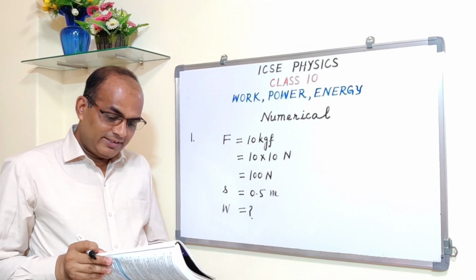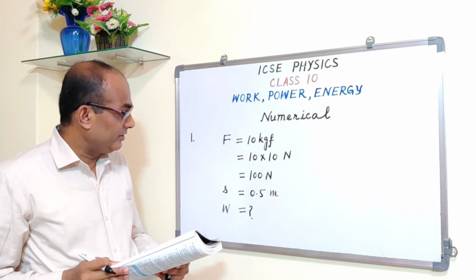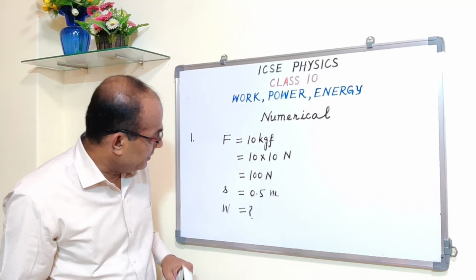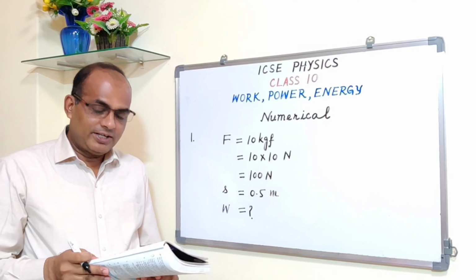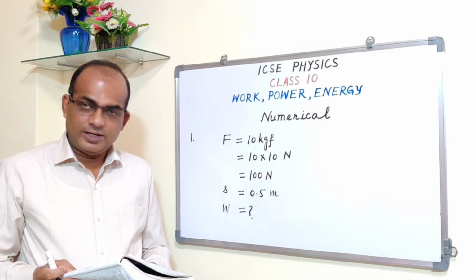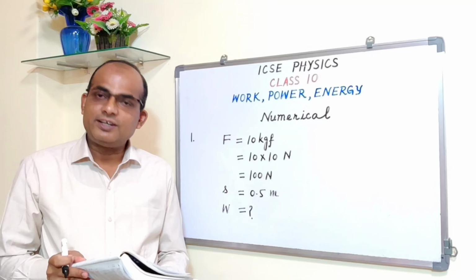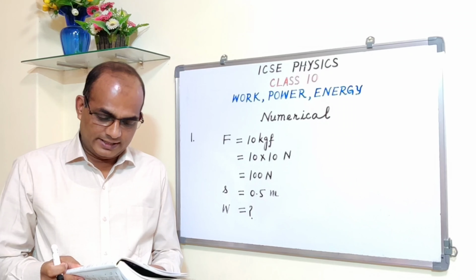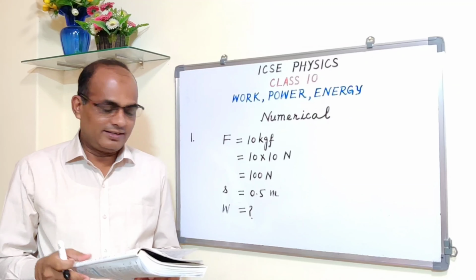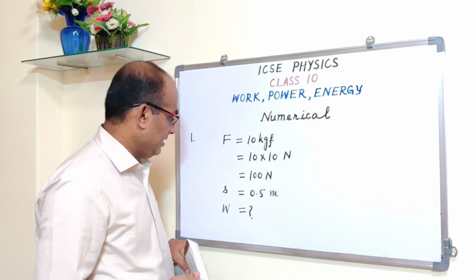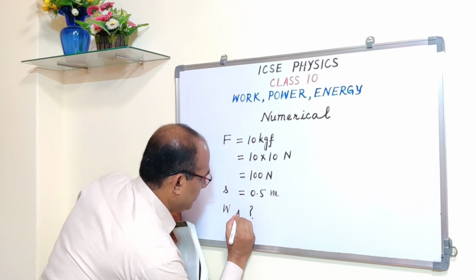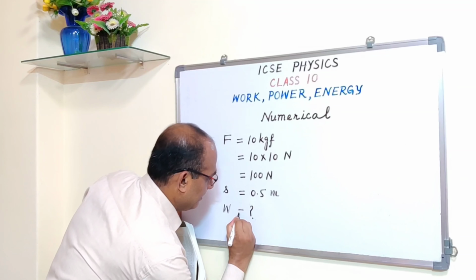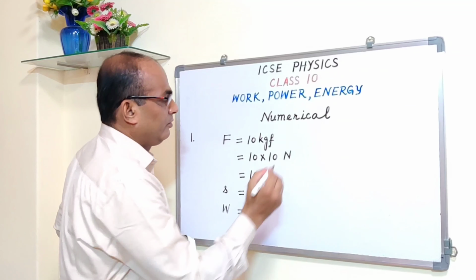When the displacement is in the direction of the force applied, first case is when both are in the same direction, that means you are going to use the formula W is equal to Fs, and second is when theta is given 60 degree. Alright, and third is when theta is 90 degrees. The first case we are going to do first.